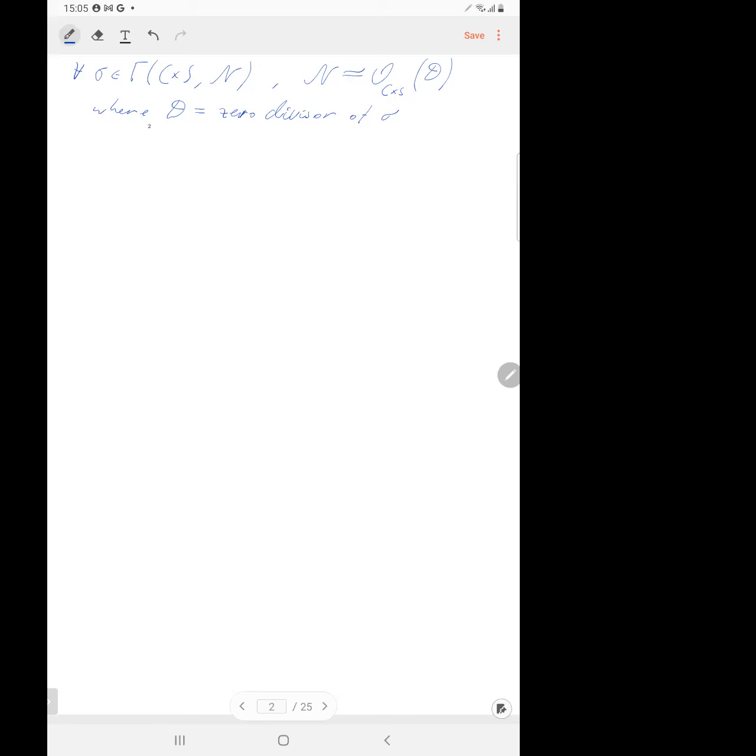Okay. So the first part is proved. Now the second part is this explicit calculation that I promised.